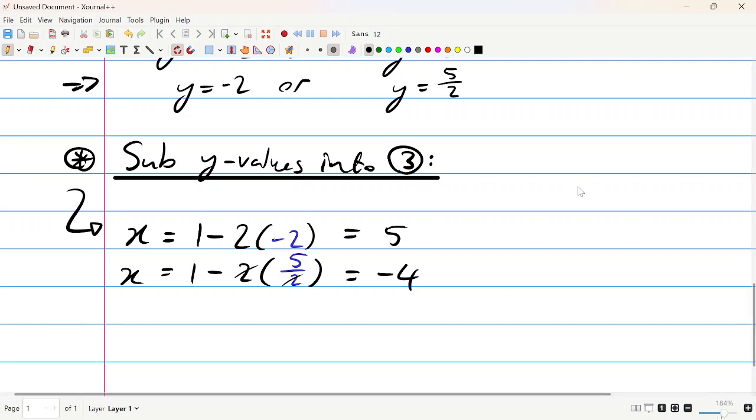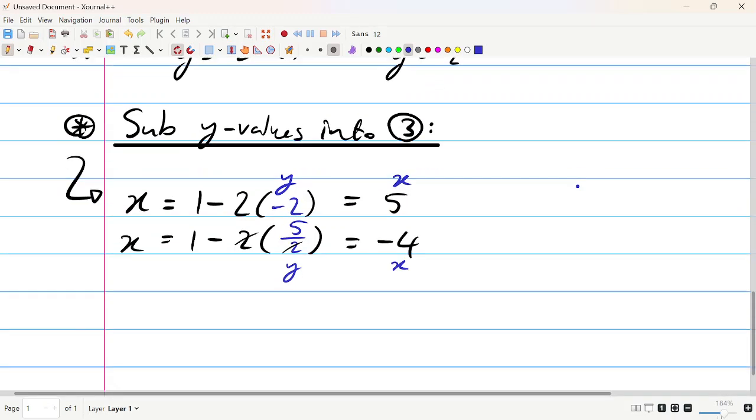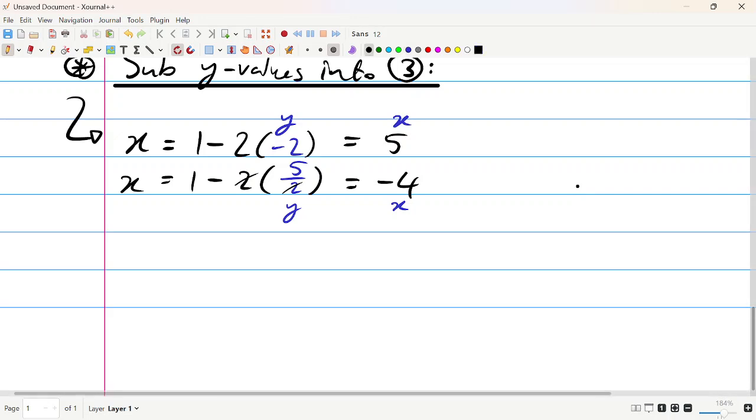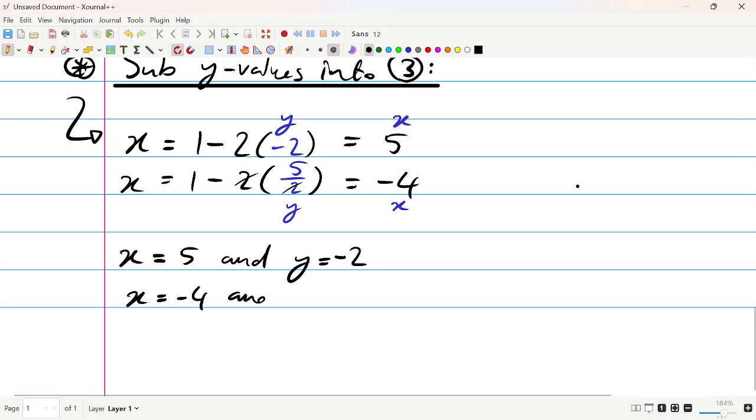So what do we notice? When y is equal to negative 2, then x is going to be equal to 5. And when y is equal to 5 over 2, then x is equal to negative 4. So there's two ways you can say it. You can say x equals 5 and y equals negative 2. That's basically when they work hand in hand together. And you can also say x equals negative 4 and y equals 5 over 2.